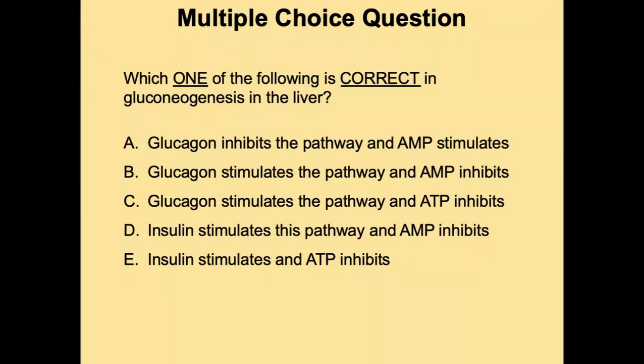Next question, so which one of the following is correct in gluconeogenesis in the liver? And here we're looking at hormonal control. So A, glucagon inhibits the pathway and AMP stimulates. B, glucagon stimulates the pathway and AMP inhibits. C, glucagon stimulates the pathway and ATP inhibits. D, insulin stimulates this pathway and AMP inhibits. Or E, insulin stimulates the pathway and ATP inhibits. I'll just give you a moment to pause it if you'd like to have a go at the answer.